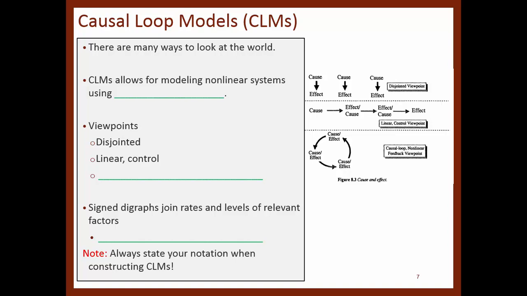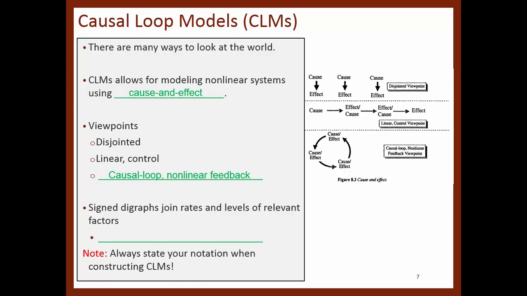So there are many ways to look at the world. Causal-Loop models allow for modeling nonlinear systems using cause and effect. So that's the idea. We see how this is going to somehow impact the next variable. We want to see, okay, if this is the cause, what will be the effect on these other areas of my system? Some of the viewpoints of the Causal-Loop models include disjoint, linear control, and Causal-Loop nonlinear feedback, which is the focus of this lecture.